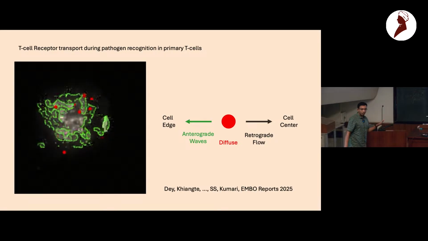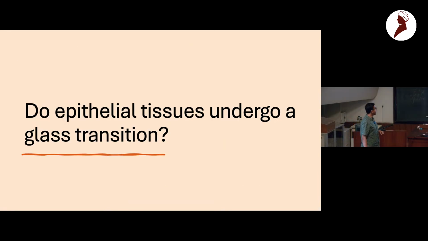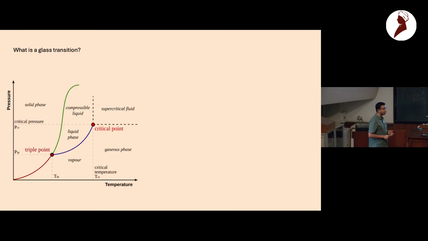But this is not what I'm going to talk about. My question today is a very age-old question, like people have been thinking about it for almost 20 years now, is whether epithelial tissues, the kind of tissues that we have everywhere, like our skin, like the lining of the organs, do they undergo a glass transition? Now, I probably won't have to introduce what a glass transition is to this audience, but for the sake of completeness, let me do so a little bit quickly.